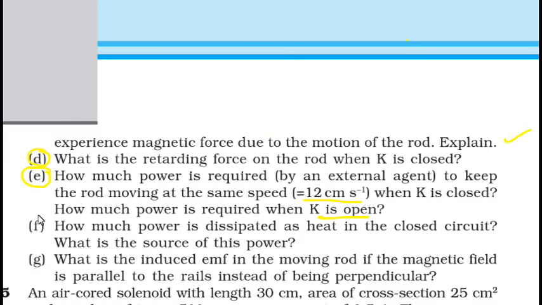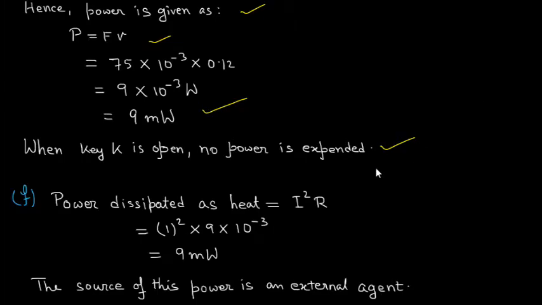Next question is F. How much power is dissipated as heat in a closed circuit? What is the source of this power? Let us see the solution. Power dissipated as heat is equal to I square R. So putting the values of I and R, we get 9 milliwatt. The source of this power is the external agent. Let us see the next question.